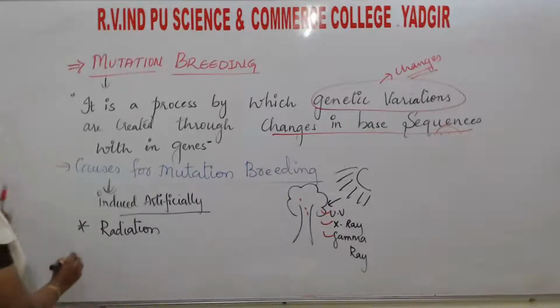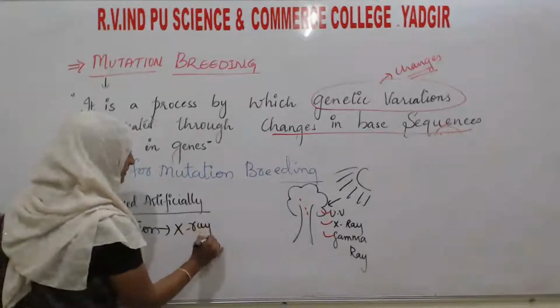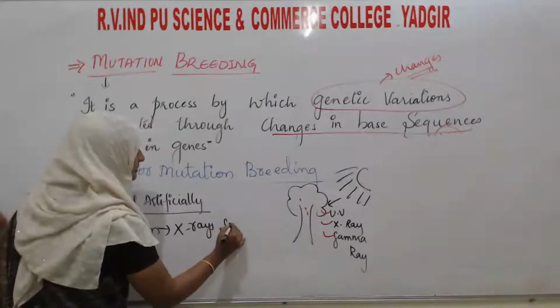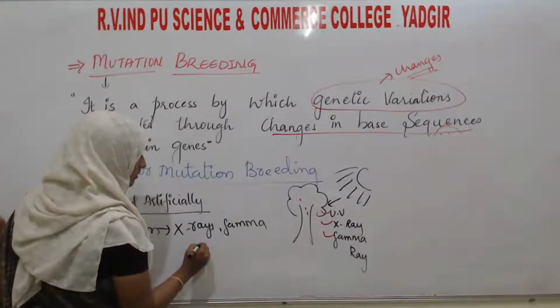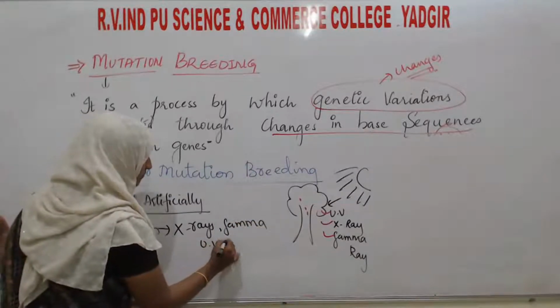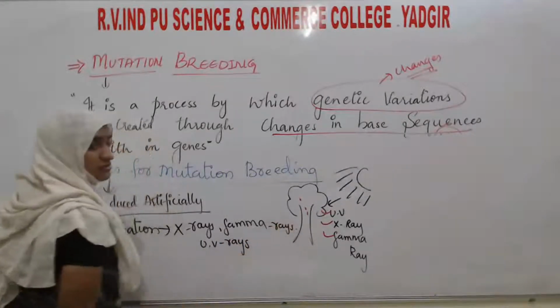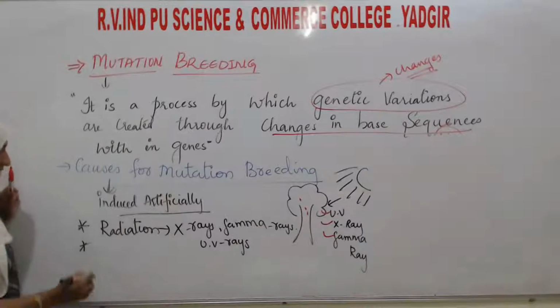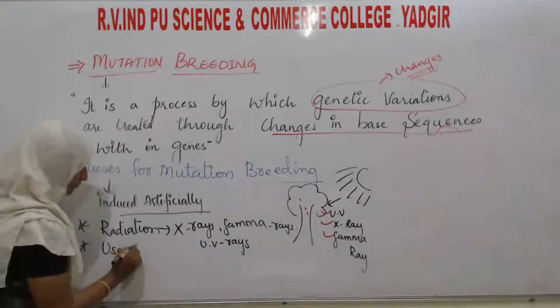The next, what are the radiations? X-rays, gamma rays, then UV rays. These are the causes for what? Mutation. Next, that is the use of some chemicals.